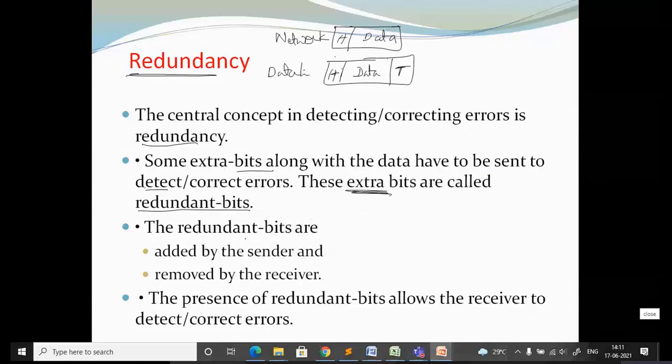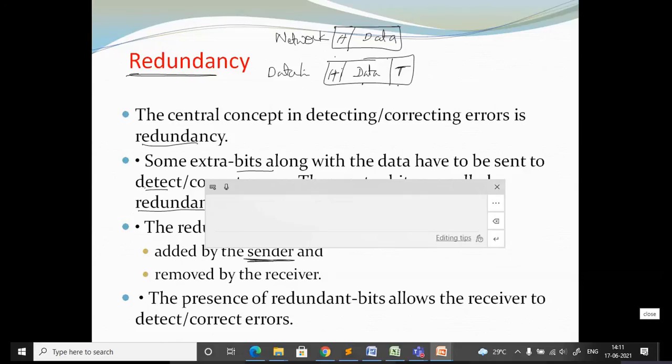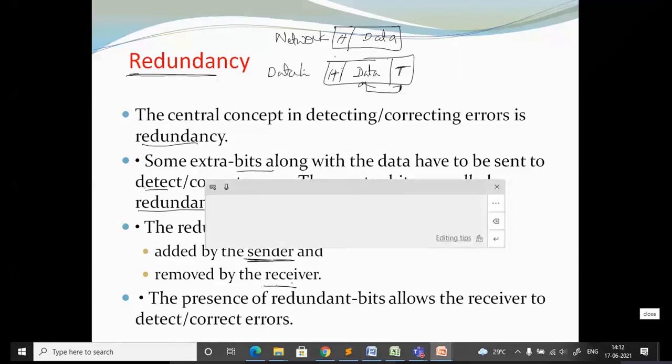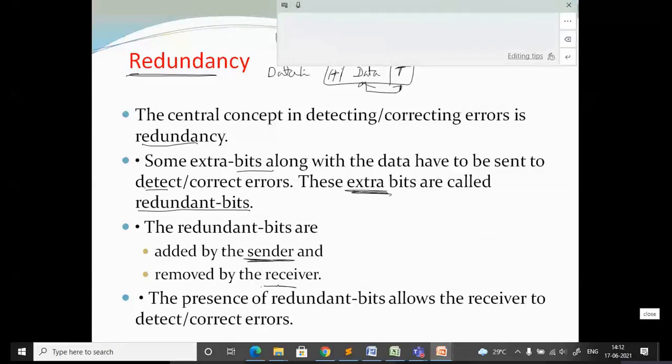Now who is going to add these redundant bits? Redundant bits are added by the sender. There will be a relationship between the data and the extra bits that are added. It is not just adding something and sending it. There is a relationship. And who is going to remove this trailer part, or these extra bits? It is removed by the receiver. First it is used for error detection and correction, and later when it is delivered to the next layer, it will be removed.